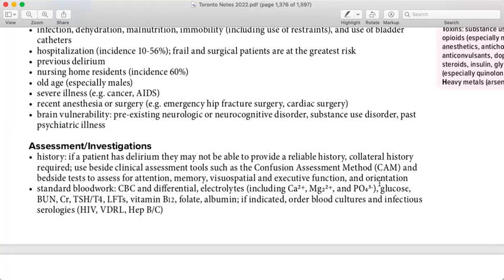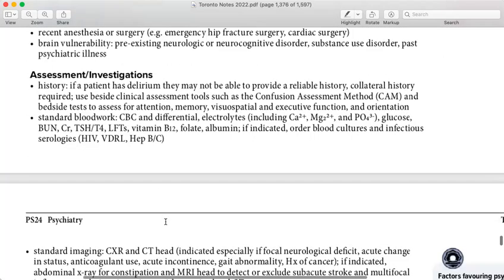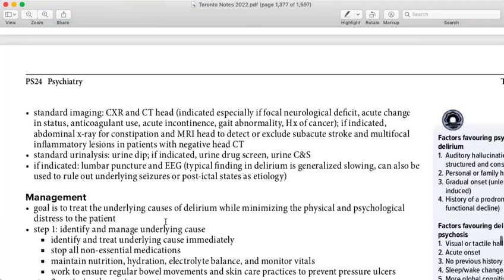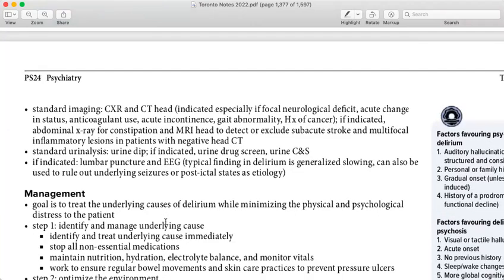Let me tell you, delirium and dementia are very, very important, and they love to test this in the exam. Blood work includes CBC with differential, electrolytes, glucose, BUN, creatinine, TSH, T4, LFTs, B12, folate, and albumin. Then coming to the standard testing, chest X-ray and CT scan are done to confirm any other underlying cause. MRI can be used, then standard urinalysis and urine dipstick are done. If indicated, lumbar puncture and EEG are used.